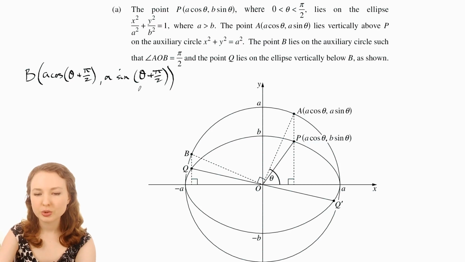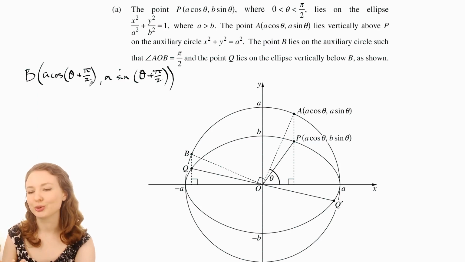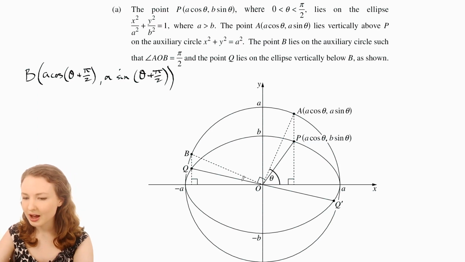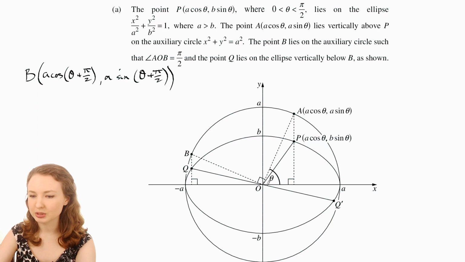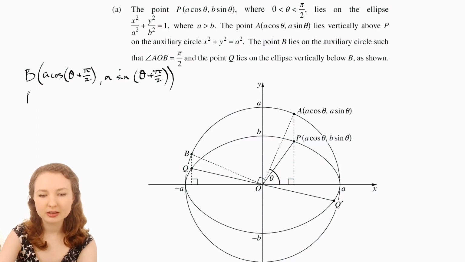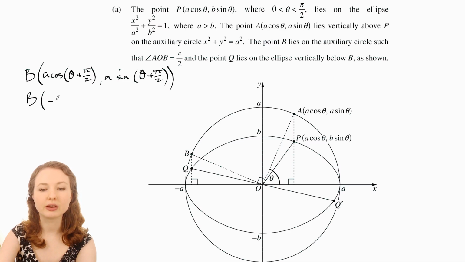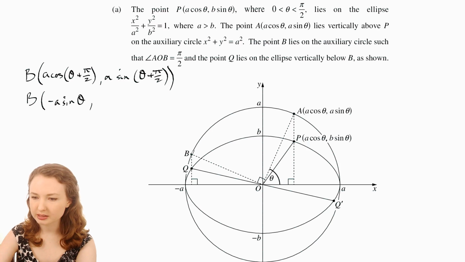Now, to work out what this is, personally what I would do is just look at the y coordinate here, so that distance there is the same as that distance, because this is just that triangle rotated. And then this distance is the same as that distance. So I can see that the x coordinate of B is just the y coordinate of A, but negative. So it's going to be negative A sine theta. And the y coordinate, so that distance, is just the same as the x coordinate here, which is A cos theta.